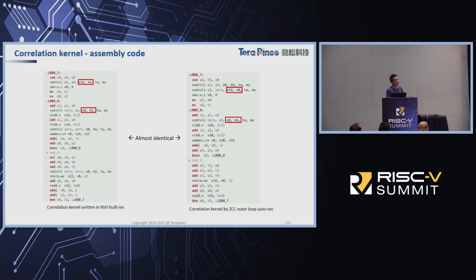Actually, the assembly code is almost identical, and the RVV auto-vectorization version is even better with a larger register grouping. So you can see the register grouping is even larger. This is the example for kernels and outer loop optimizations.